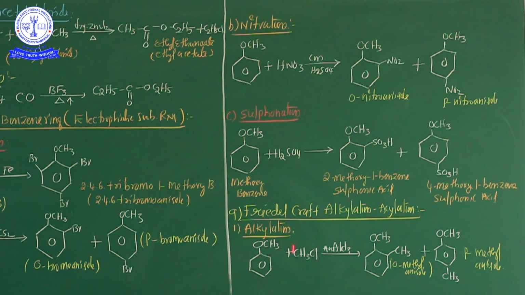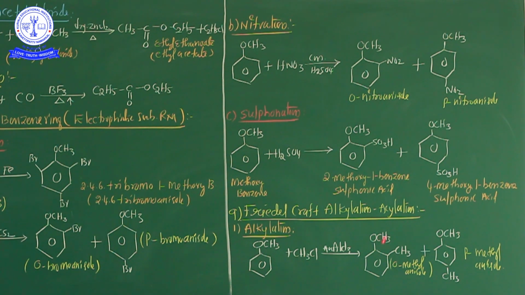See carefully here. Now alkylation. In this alkylation, this is the anisole. Anisole is treated with CH3Cl, methyl chloride or chloromethane, in the presence of anhydrous AlCl3. Now what happened here?